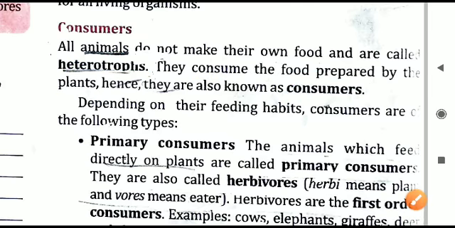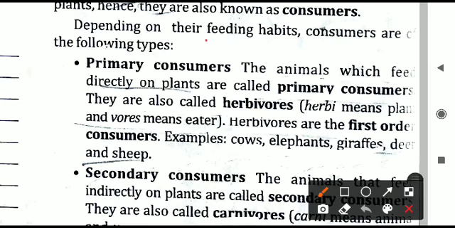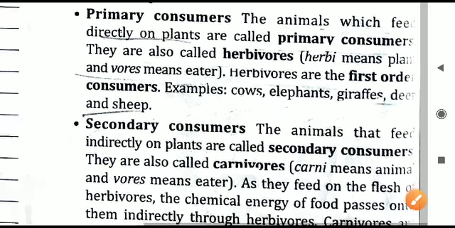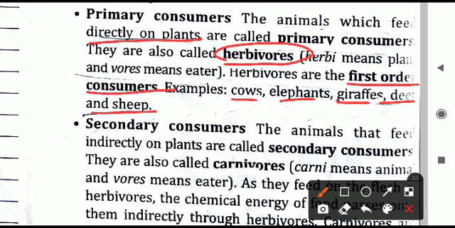Now we will have some more categories here based on the feeding habits. The consumers, the animals themselves, are divided into various types. First is the primary consumers. Primary ones are the ones which directly eat the plants only, which depend on the plant only. All the herbivorous animals which eat the plant only, the plant eater animals, are called primary consumers, like cow, elephant, giraffe, deer and sheep. All these are the primary consumers, also called first order consumers.